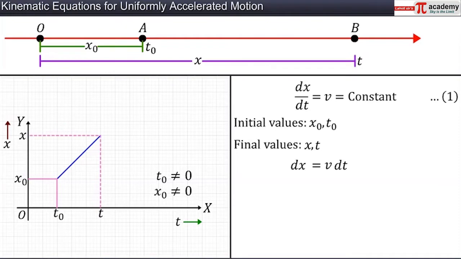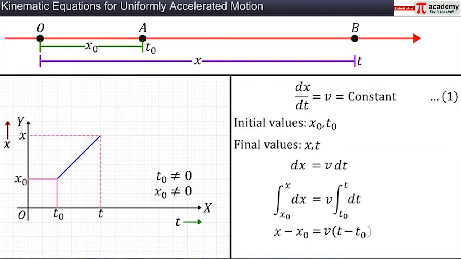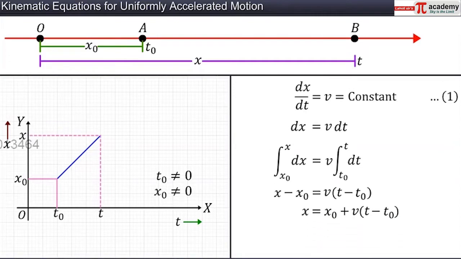Integrating both sides, we get integral x0 to x dx equal to v into integral t0 to t dt. We get x minus x0 is equal to v into t minus t0. On transposing, we get x equal to x0 plus v into t minus t0. This equation is used to obtain the position coordinate x of the body at any time t.